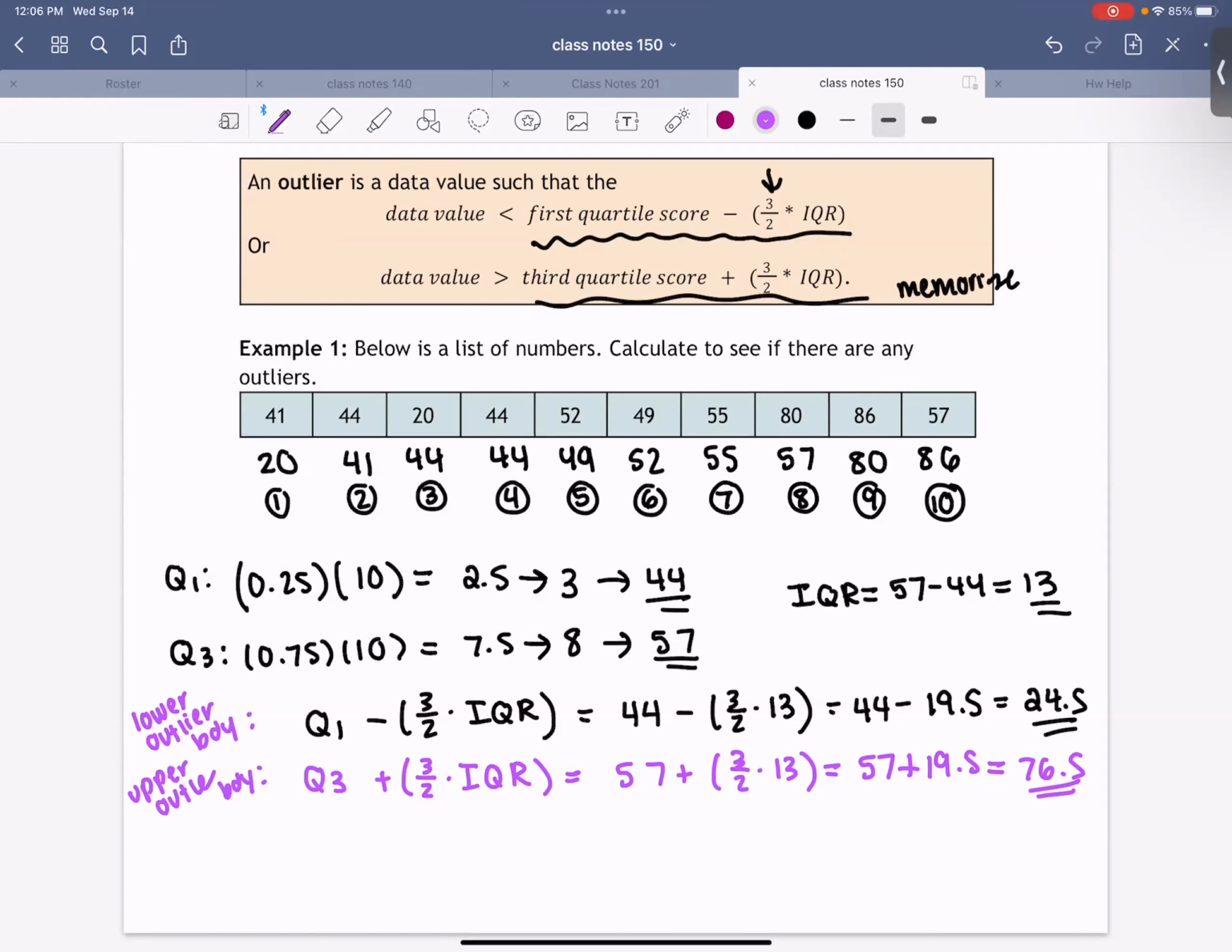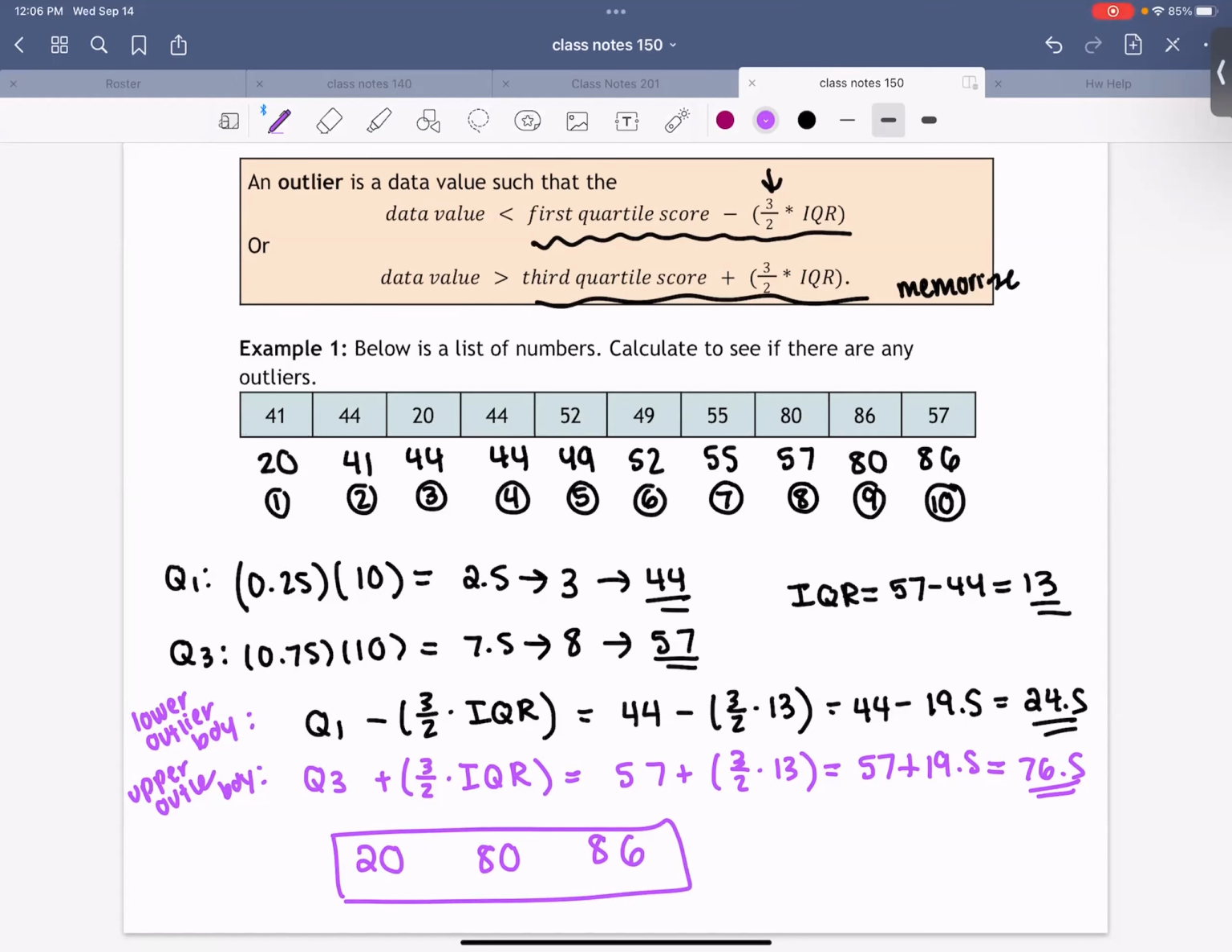Okay. So taking a look at our data, what do you think the outliers are? Anything below 24.5, Claire? 20. Anything bigger than 76.5? 80 and 86. Perfect. So these three are my outliers in my data.